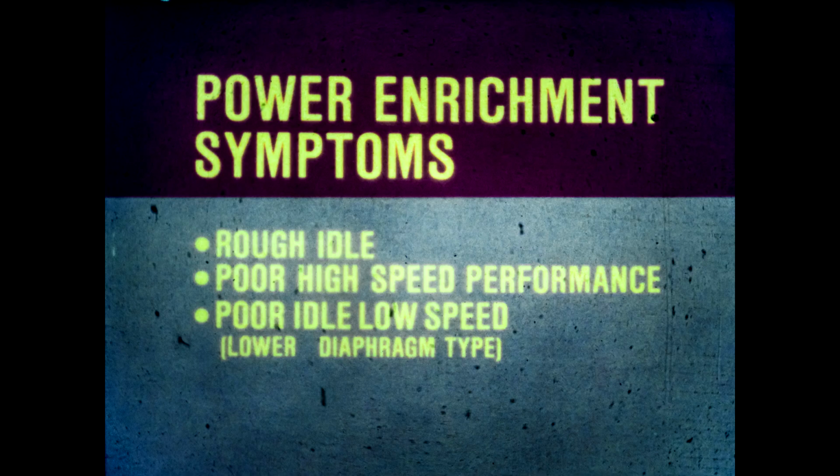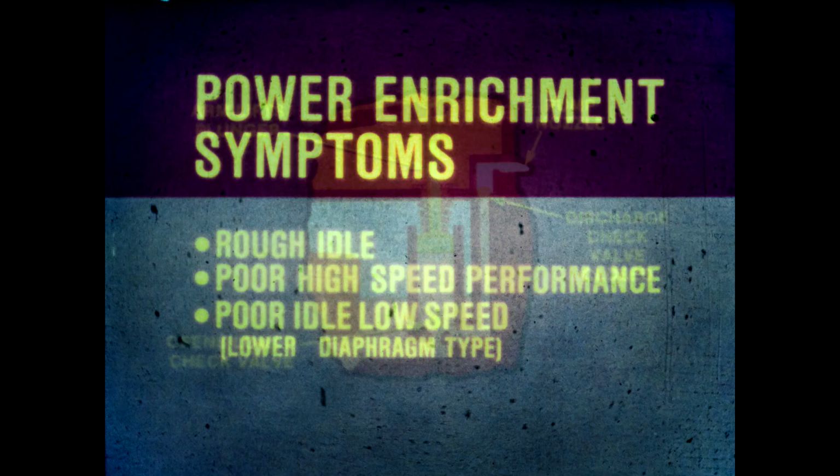Typical power enrichment circuit symptoms are a rough idle, which could be caused by an over-rich mixture due to a ruptured diaphragm. Poor high-speed performance could be caused by a too lean mixture or dirt clogging the power valve.